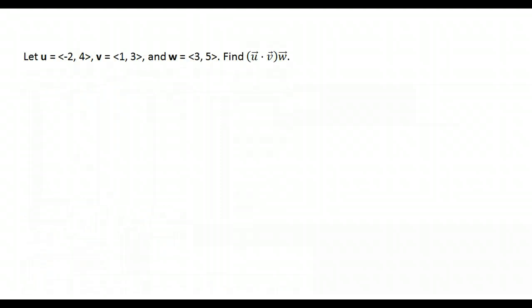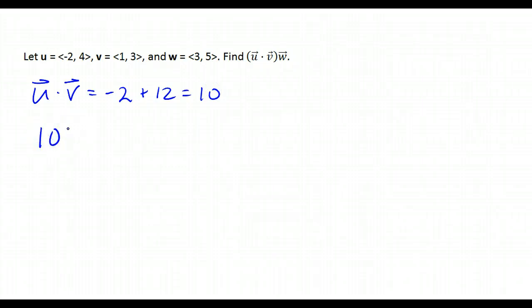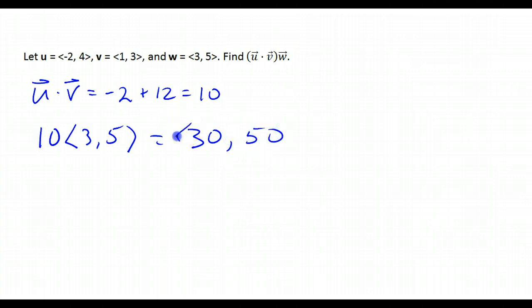Okay, so now I have three vectors. Vector u is -2, 4, vector v is 1, 3, and vector w is 3, 5. We need to find u dot v times vector w. All right, let's get u dot v first. Vector u dot vector v is going to be -2 times 1 plus 4 times 3, which gives us 10. And then I'm going to multiply that scalar times vector w, and I get 30, 50.